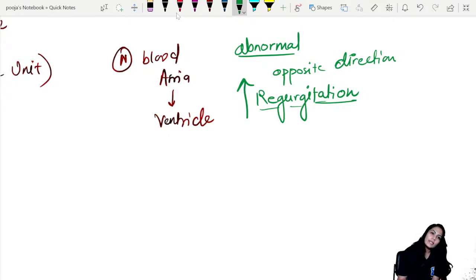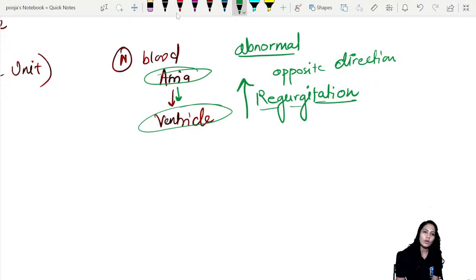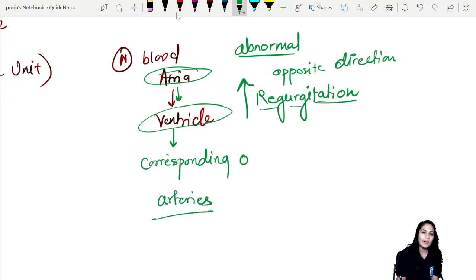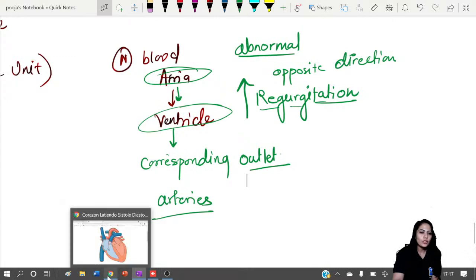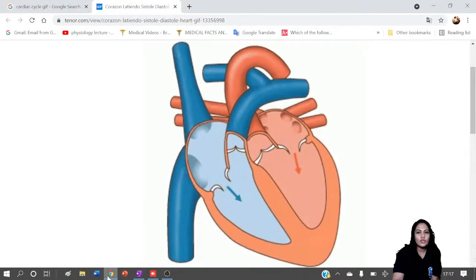I told you that first the atria should contract and fill the ventricle, then the ventricle should contract once it is filled, and then the blood should move into either the aorta or pulmonary arteries. So I'll just write the corresponding arteries, or corresponding outlet, right?